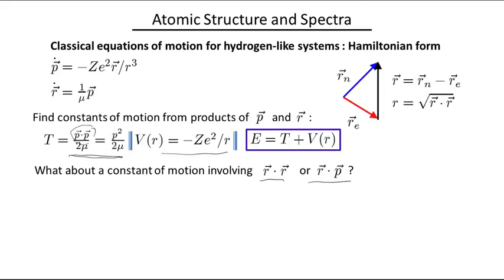So to put it another way, the kinetic energy is proportional to P dot P. Then there are two other scalar products of these two vectors, R dot R and R dot P. And I think you will find that there's nothing simple about the time evolution of either of those.